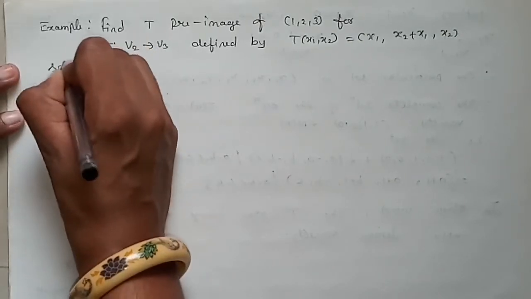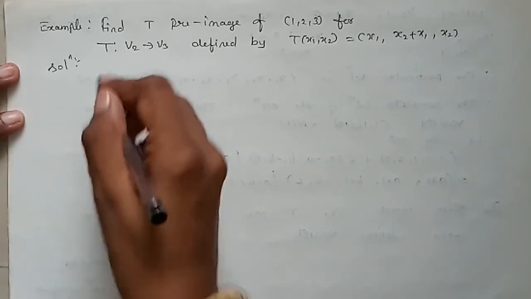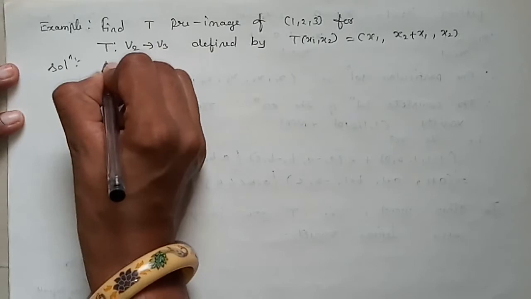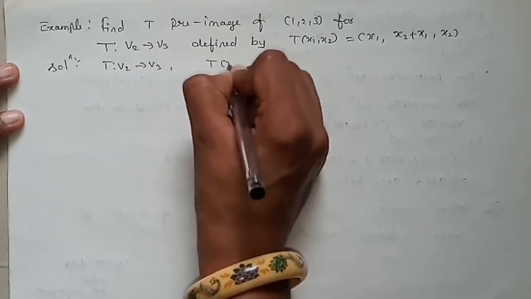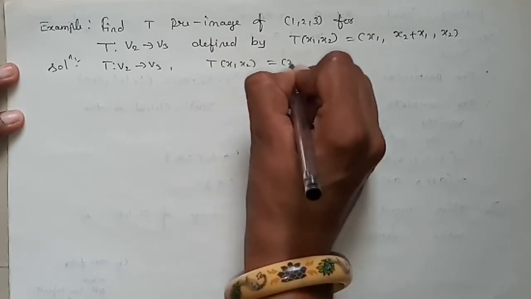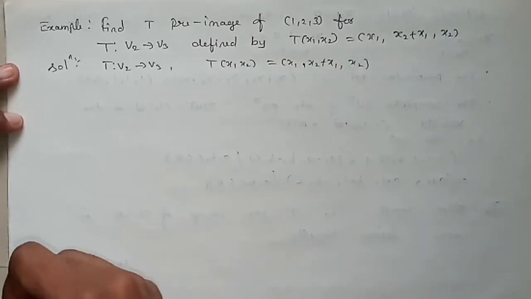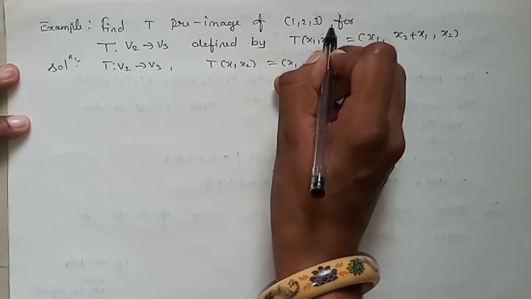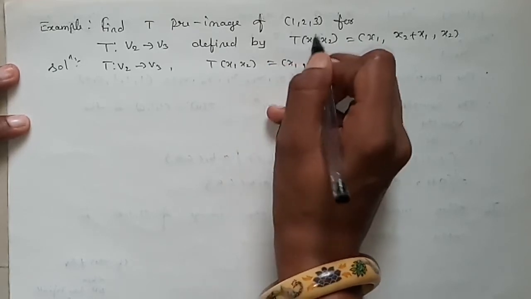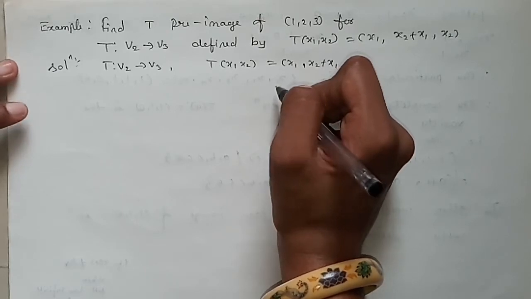Now its solution. Here T is a mapping from V2 to V3 and T(x1, x2) is defined as (x1 + x2, x1, x2). First of all, we will check whether (1, 2, 3) belongs to the range of T or not. If it belongs to the range of T, then we will say that the solution exists. Otherwise, we will say that the T pre-image of (1, 2, 3) is empty.